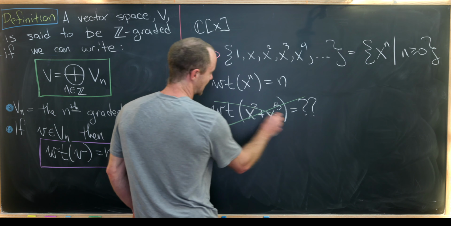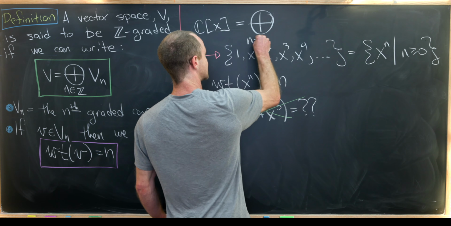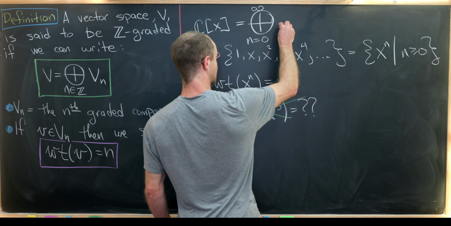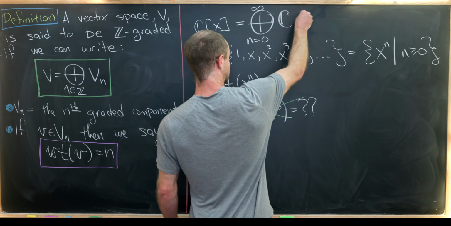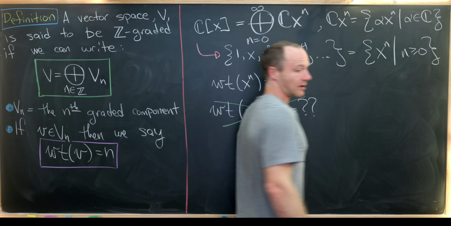Okay, so how can we decompose this using this idea? Well, that would be as the direct sum, as n goes from 0 up to infinity, of C times x to the n, where we're thinking about C times x to the n as just alpha x to the n, as alpha runs through all complex numbers.